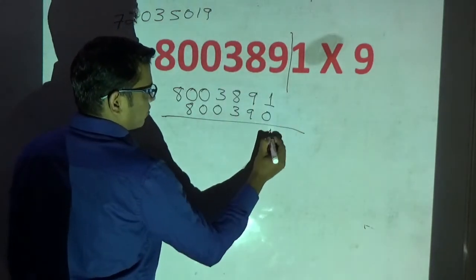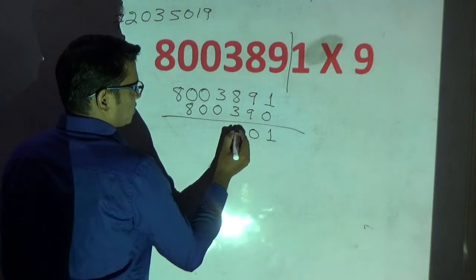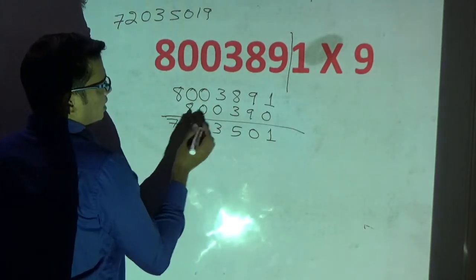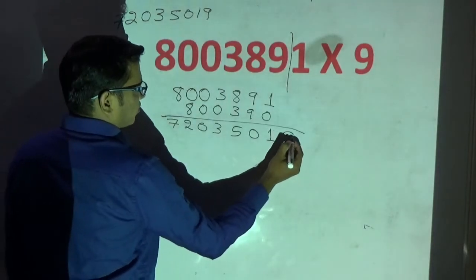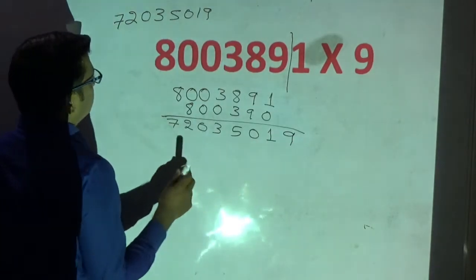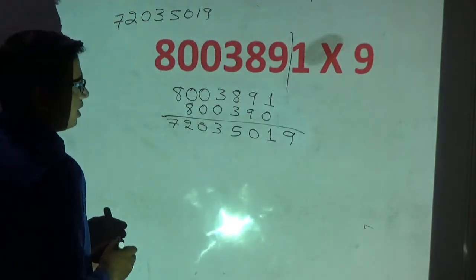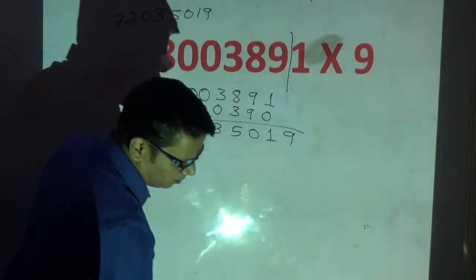Now what you do? Subtract this. This is 1. This is 0. This is 5. This is 3. This is 0. This is 2. This is 7. Then 10 minus 1. What is 10 minus 1? 9. See, check whether your answer is correct or not. 72035019. See how quickly and accurately I am solving the problems.